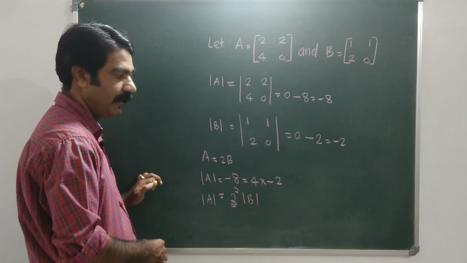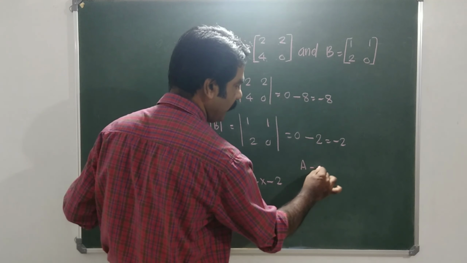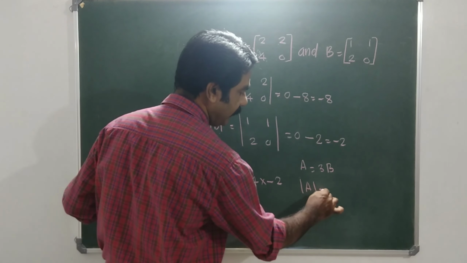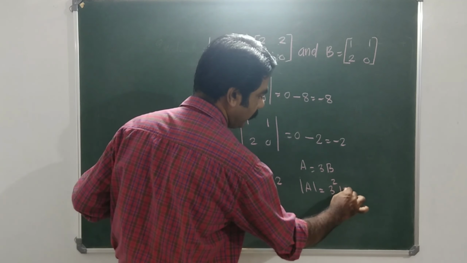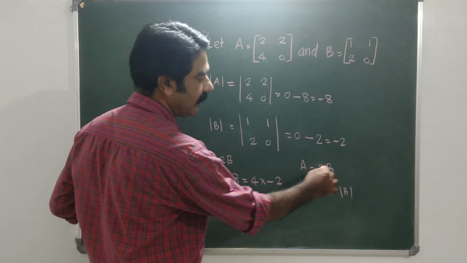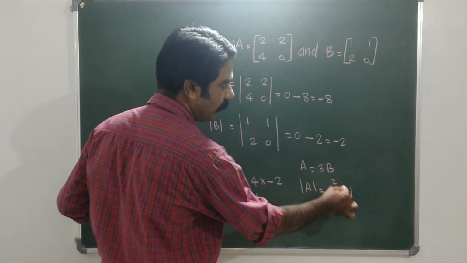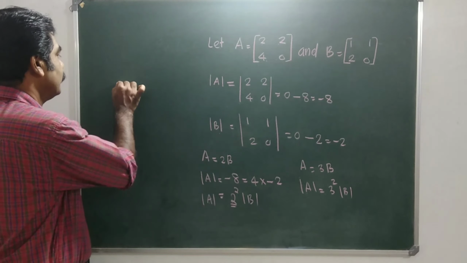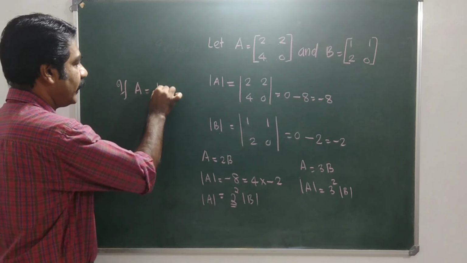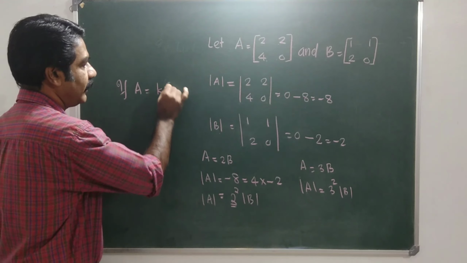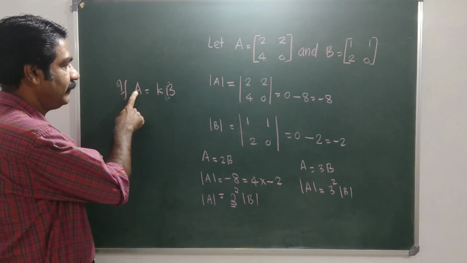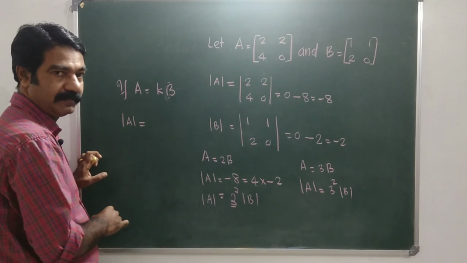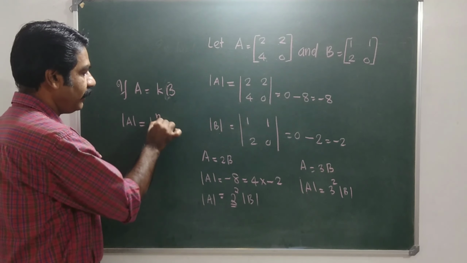Now, if A is equal to, suppose, 3B, then what is det A? Det A is equal to 3 square into det B. Okay, if A is equal to 3 times B, then det A is equal to 3 square into det B. So generally, if A is equal to K times B, then determinant A is equal to K raised to N into det B.